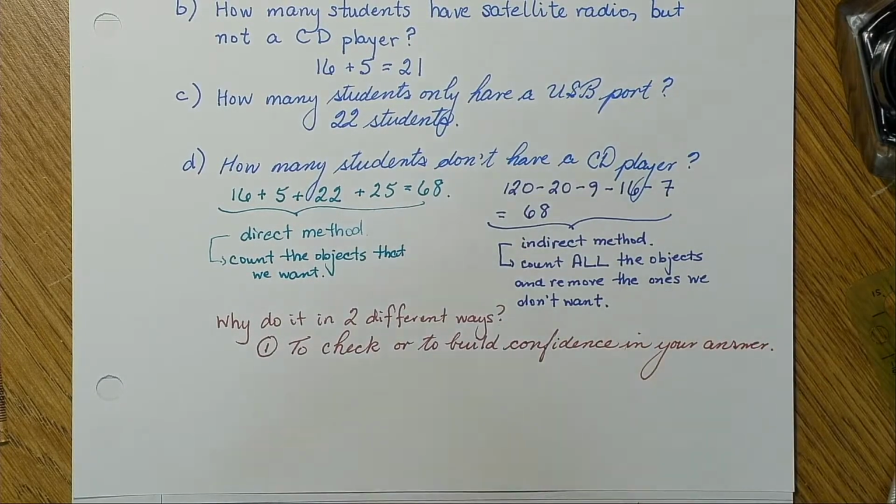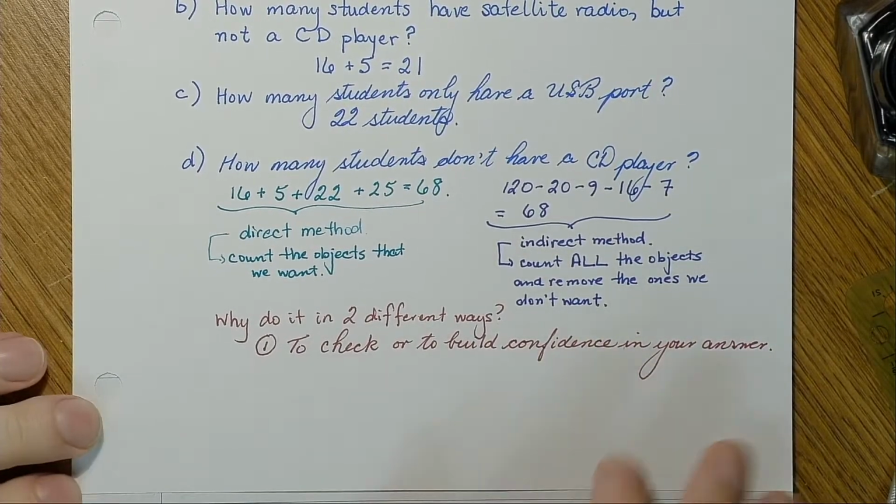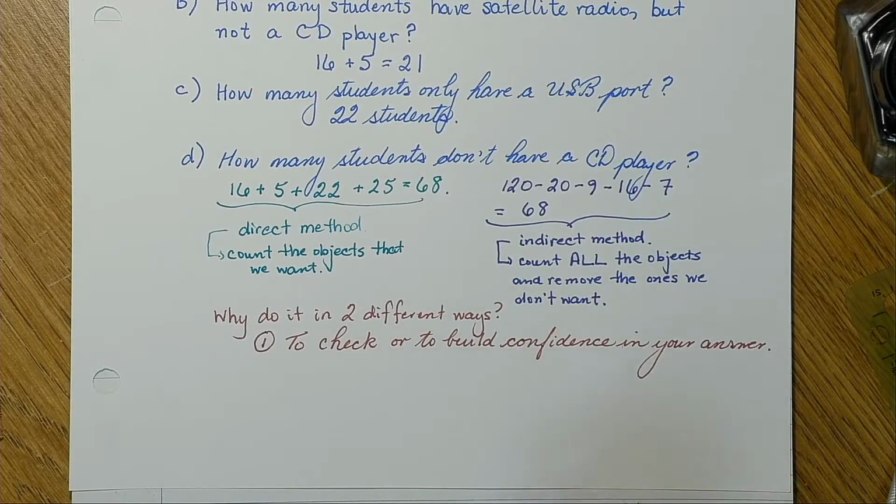Because in life, we don't always have the answer at the back of the book. And what we would like to know is again, okay, I came up with 68, but is that really the answer? And if you have a second way of doing something, you could do it that way and use it as a way to verify, to check, to build confidence in your answer.